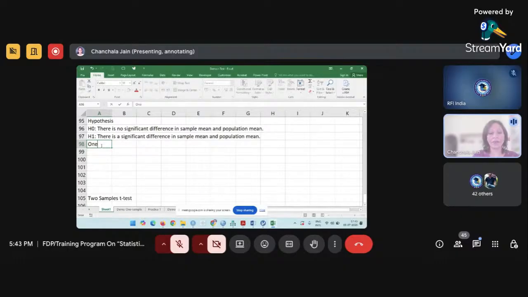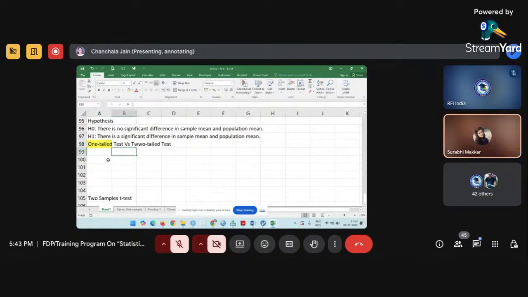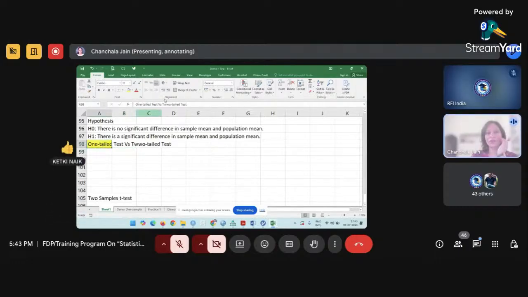Right? Before moving ahead to the two samples t-test, I need to talk about one more thing here, that is the one-tailed test and two-tailed test. I hope you have heard these terms. Yes, ma'am. So you need to understand what a one-tailed test is and what a two-tailed test is, right? Because this can help you formulate your hypothesis.